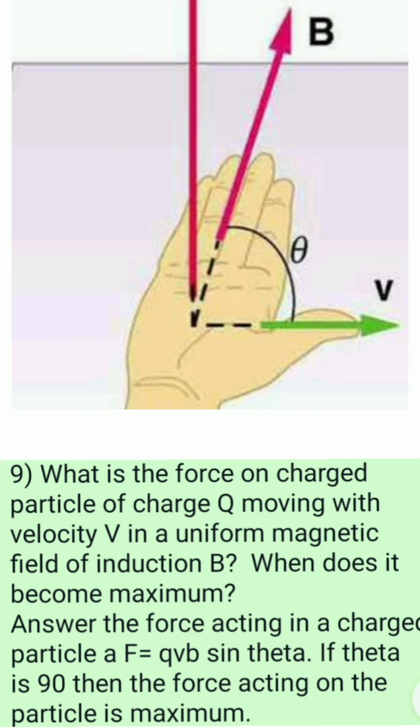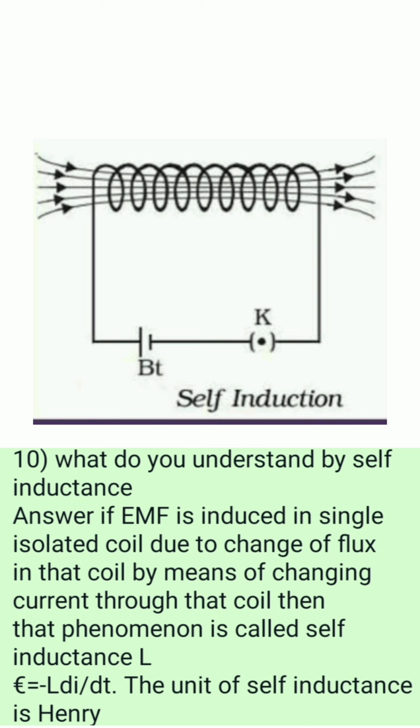10. What do you understand by self-inductance? Answer. If EMF is induced in a single isolated coil due to change of flux in that coil by means of changing current through that coil, then that phenomenon is called self-inductance. e equals L dI/dt. The unit of self-inductance is Henry.